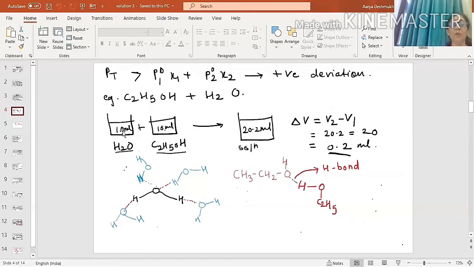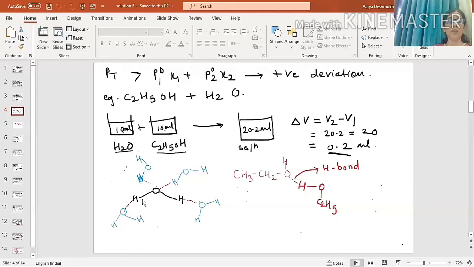If we take 10 ml of water and 10 ml of ethanol here, the total volume of this solution is expected to be 20 ml, but it was found to be 20.2 ml. So there is an increase in the volume by 0.2 ml. What is the reason for this increase here?